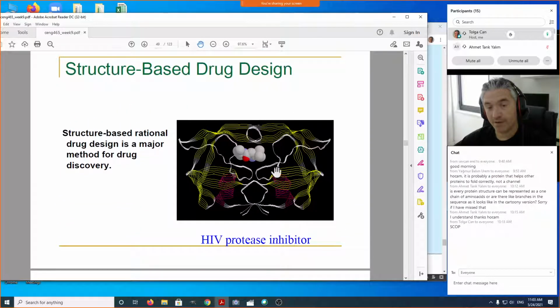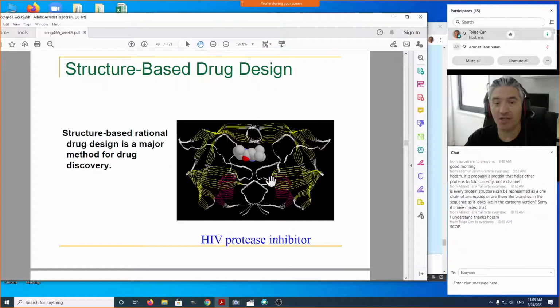So one research area is how to design those drugs, meaning that, for example, if you know the protein structure, how do you design a chemical compound that will interact with that protein's active site and block its function?